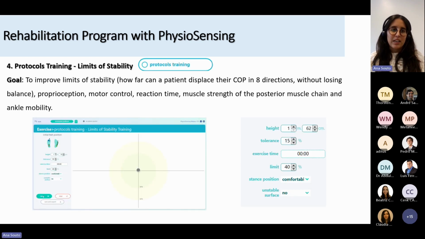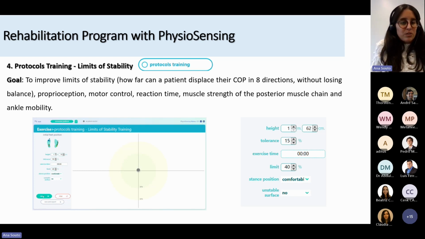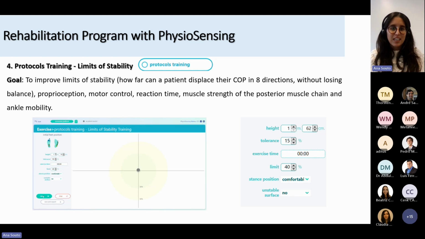Okay. Here we have the protocols training category, where we can train the limits of stability protocol. This is the goal of the exercise, to improve limits of stability. It is the same: the patient has to move the center of pressure from the center to the targets in the 8 directions, the same as the protocol. But you can change the parameters here, so you can increase or decrease tolerance. You can choose the percentage of the limits of stability that you want to train.